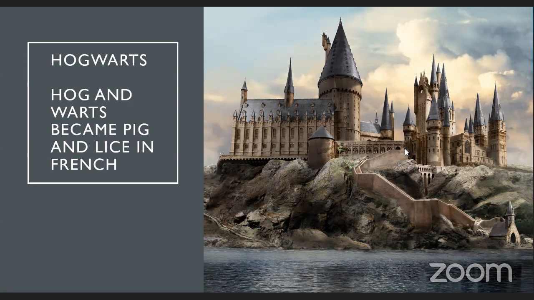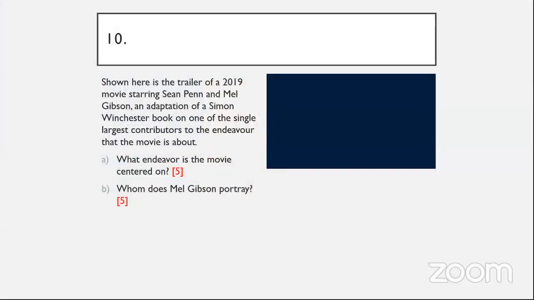And next question to Team 4. So shown here is the trailer of a 2019 movie starring Sean Penn and Mel Gibson, an adaptation of a Simon Winchester book on one of the single largest contributors to the endeavor that this movie is about. So what endeavor is the movie centered on, and whom does Mel Gibson portray?